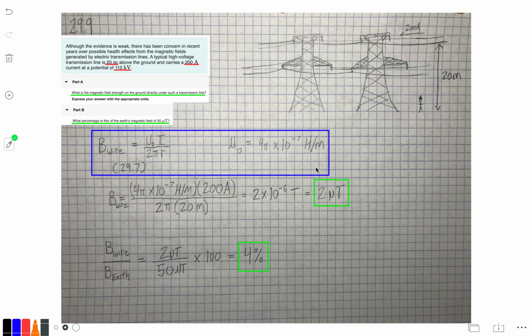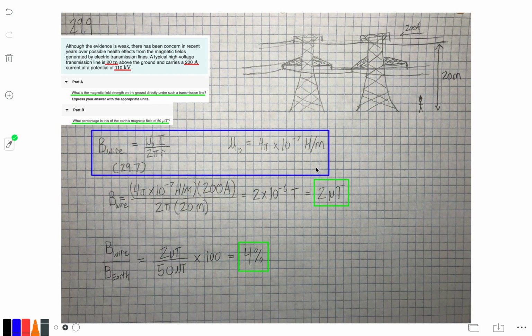Hello everyone, today we're going to talk about Physics 253 video problem number 29.9 of week 9. In this problem, we are asked to find the magnetic field of a wire, specifically a high voltage transmission line.